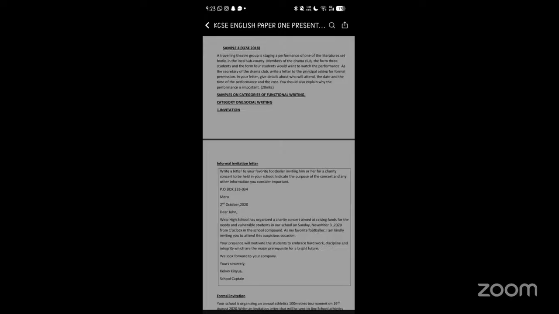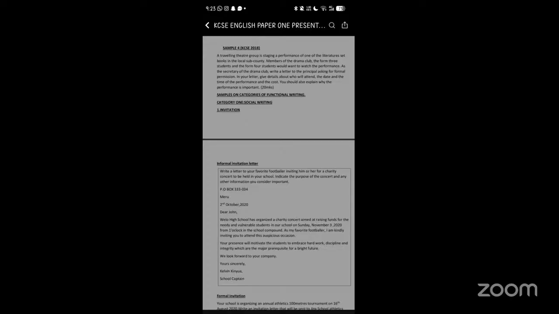We've left minutes. A traveling theatre group is staging a performance of one of the literature set books in the local sub-county. Members of the drama club, the Form 3 students, and the Form 4 students would want to watch the performance. As a secretary of the drama club, write a letter to the principal asking for formal permission. In your letter, give details about who will attend, the date and the time of the performance, and the cost. You should also explain why the performance is important. It's all right, go ahead. Repeat again. Read that again.